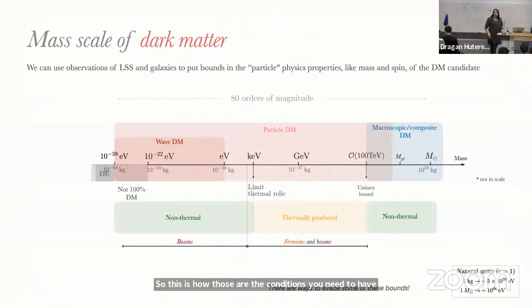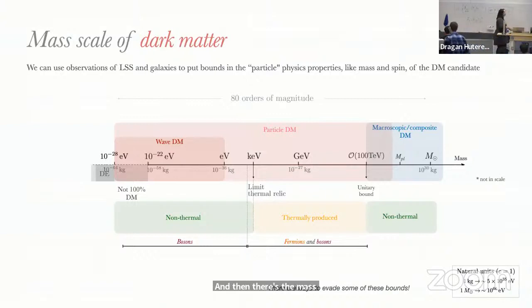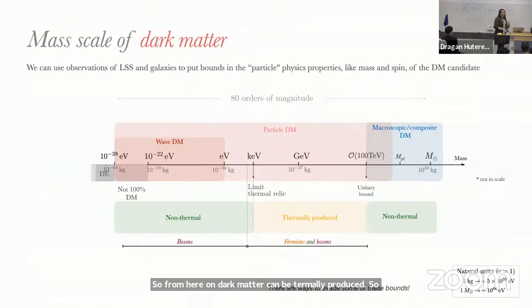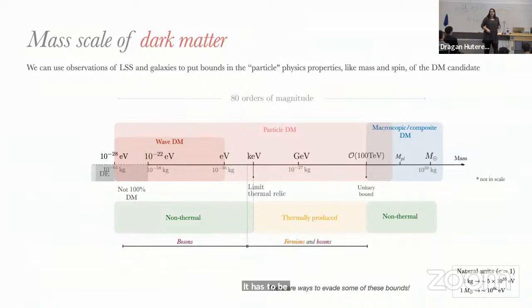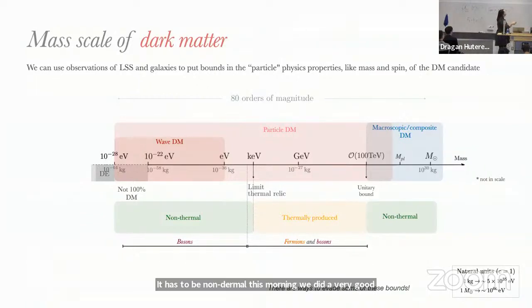And then there's the mass bounds that we talked about. So here is the warm dark matter keV limit. So from here on, dark matter can be thermally produced. So if it's heavier than keV, it can be in equilibrium with the photon baryon plasma. For lighter masses, it has to be non-thermal. This morning, we did a very good exercise about the Tremaine-Gunn bound. So when it can be a fermion and when it has to be a boson, right? So if you're constructing something with a particle, you have to worry about the spin. So there's a bound for that. It can be a particle until this point.